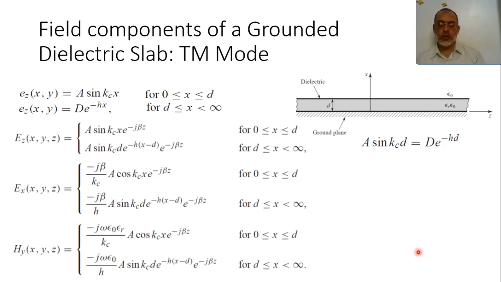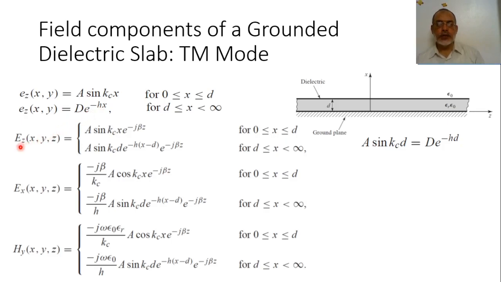before going to these relations, we here are going to represent the total field components of the transverse magnetic surface wave modes inside the grounded dielectric slabs in terms of the modal function Ez inside the slab and outside the slab. Inside the slab is A sine kcx, outside the slab is D e to the power minus hx.